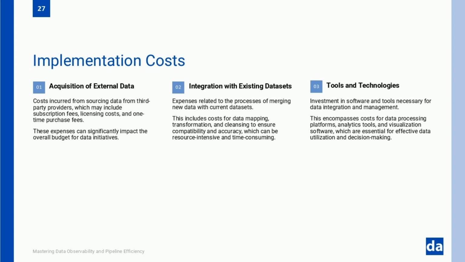3. Tools and technologies. Lastly, there's the investment in software and tools necessary for integration and management. This includes platforms like data processing tools for managing the workflow, analytics and visualization software for insights and reporting. These tools are essential for harnessing the true potential of your data, but they come at a cost that must be justified with ROI-focused strategies. Key thought: careful prioritization is critical. Ensure every expense aligns with your data strategy and provides measurable returns.